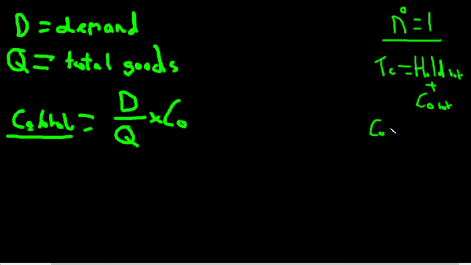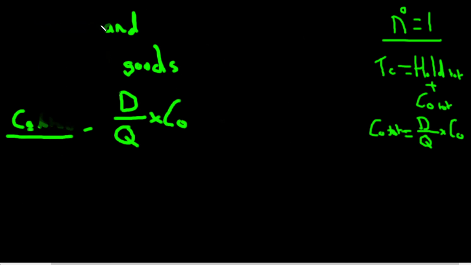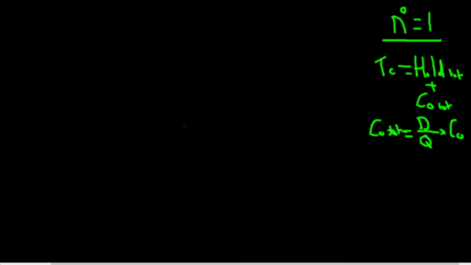Cost of ordering total equals demand over the goods we order times the cost of ordering. So that's our first thing to work out. Now the second one is going to be the holding costs. Now that's a bit more involved.